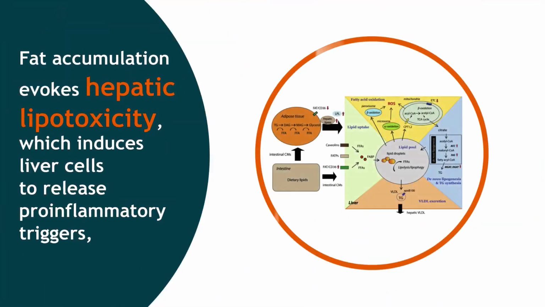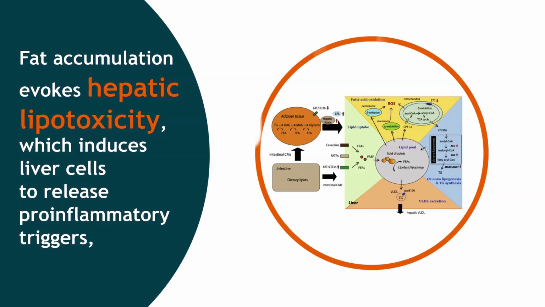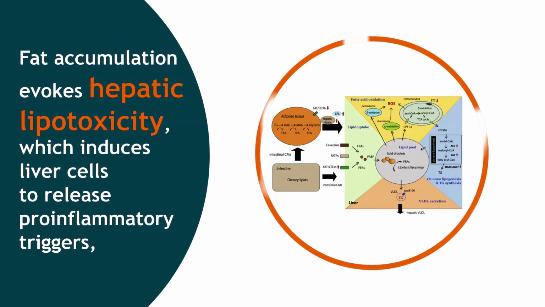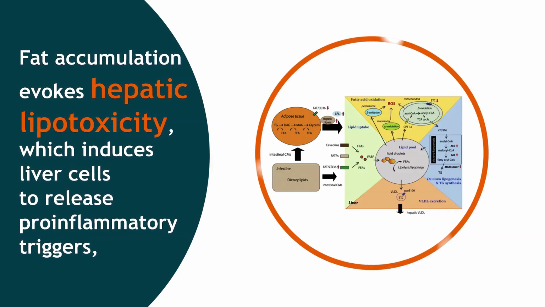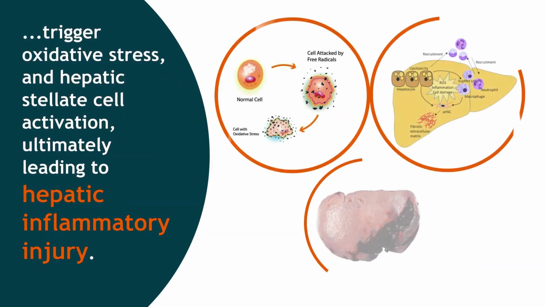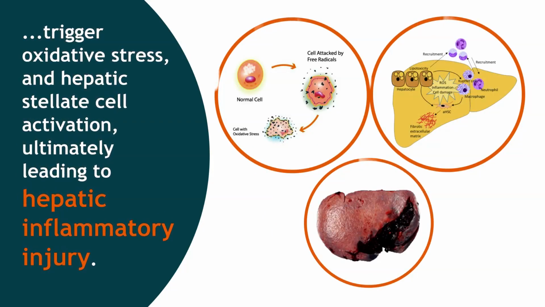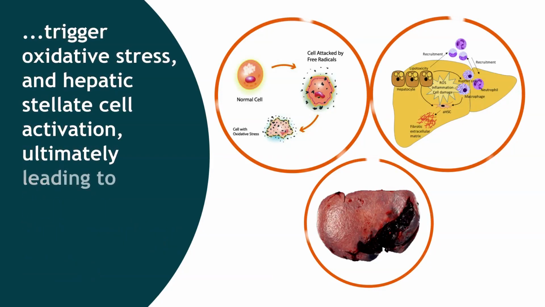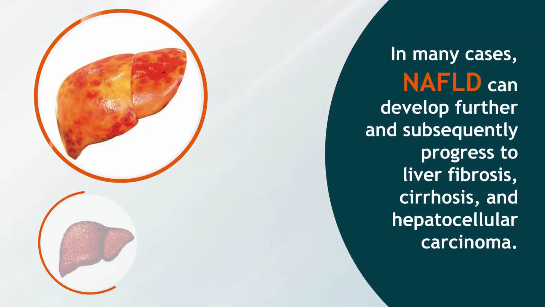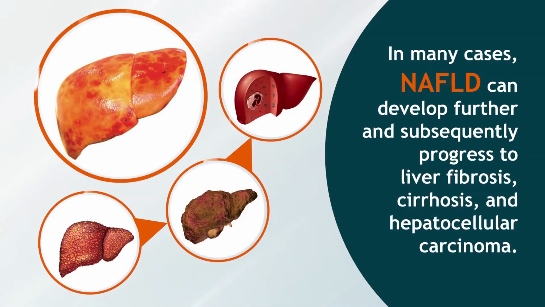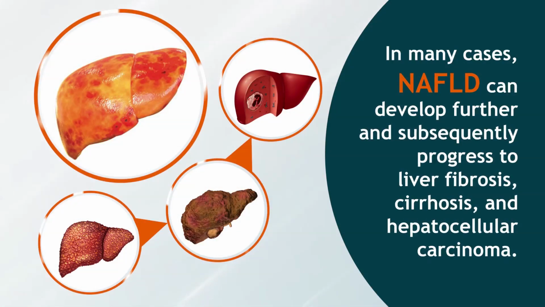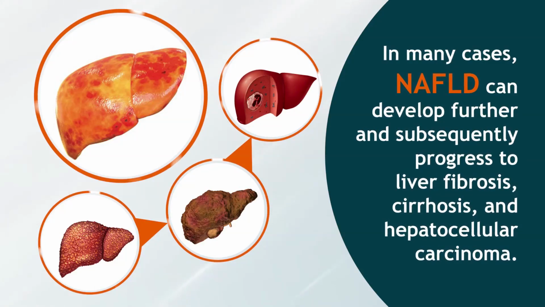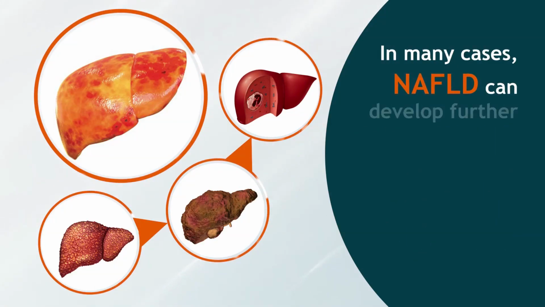Fat accumulation evokes hepatic lipotoxicity, which induces liver cells to release pro-inflammatory triggers, trigger oxidative stress, and hepatic stellate cell activation, ultimately leading to hepatic inflammatory injury. In many cases, NAFLD can develop further and subsequently progress to liver fibrosis, cirrhosis, and hepatocellular carcinoma.